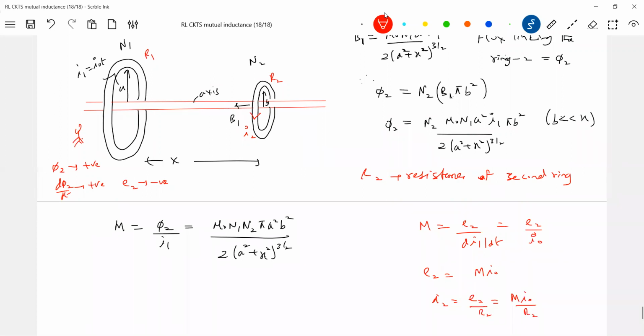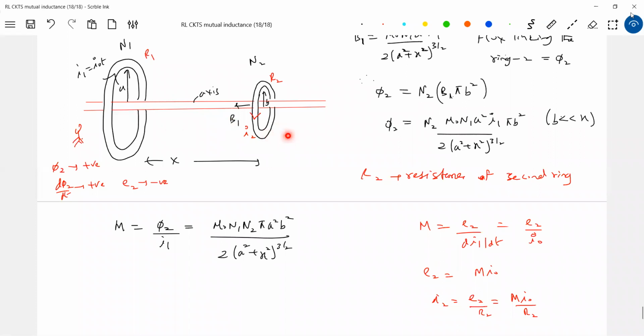What is M? M depends on these things. So irrespective of the nature of current, increasing current, decreasing current, or even constant current, mutual inductance depends on physical parameters. It's independent of the nature of current flowing through the coils or the rings, the current carrying structures.